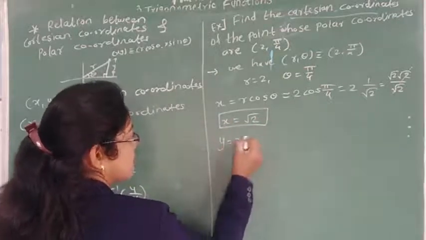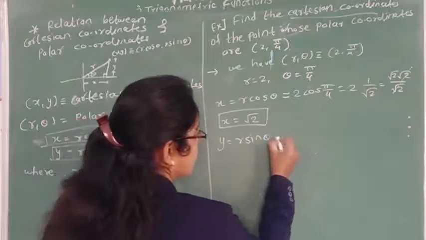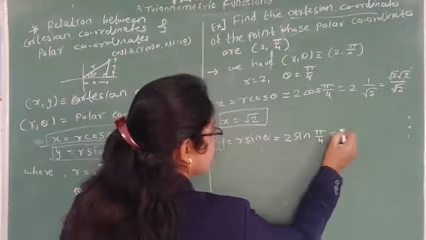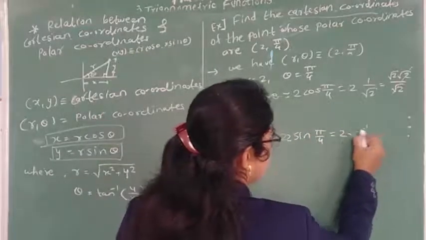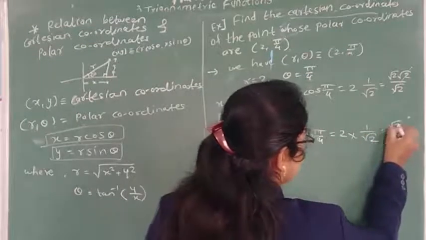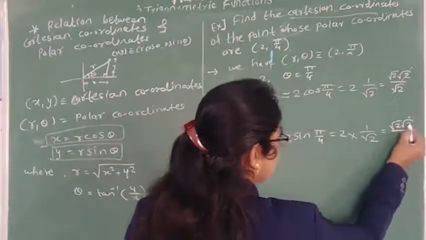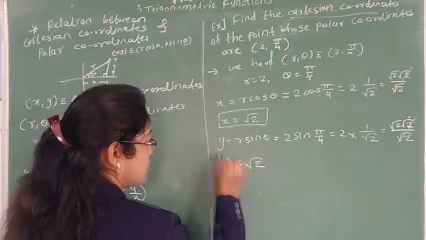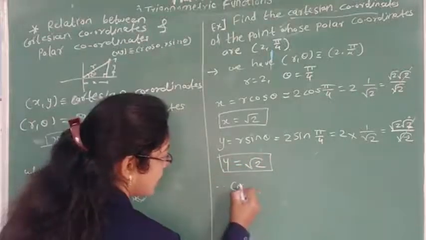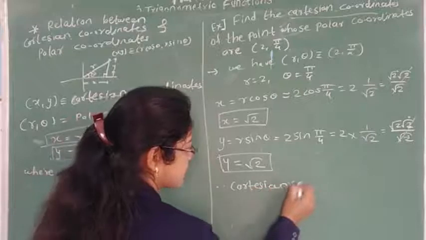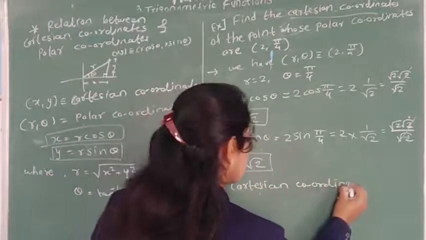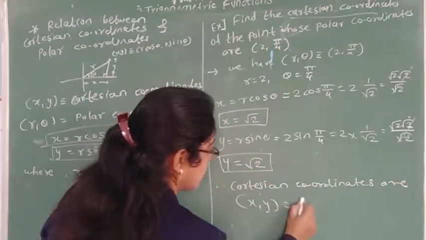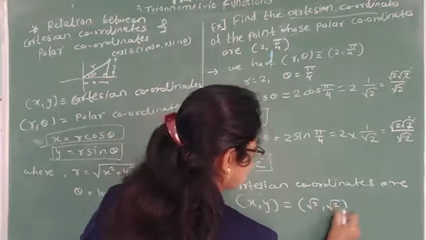Now the formula for y is r sin theta. So put the values of r and theta: 2 sin of pi by 4, which is 2 times 1 upon root 2. Replacing 2 by root 2 and dividing by root 2, you get y equal to root 2. Therefore the Cartesian coordinates are x comma y is equal to root 2, root 2.